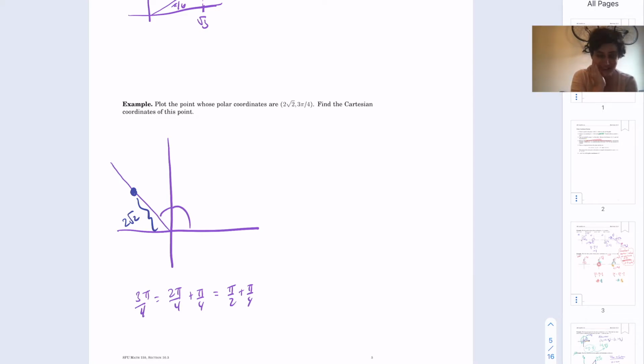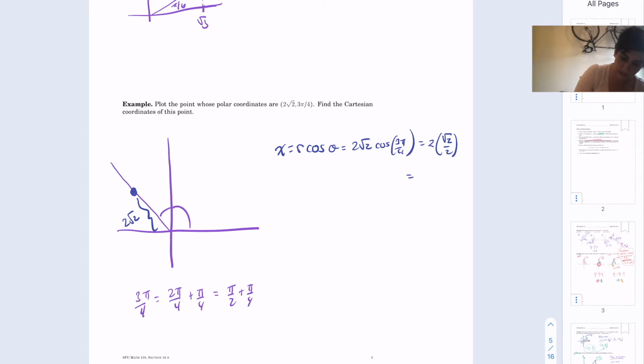Okay, so we have to find the Cartesian coordinates again. So x is equal to r cos theta, which is 2 root 2 cos 3 pi over 4. This turns into 2 times root 2 over 2, and I get, oh no, I lost the root 2. 2 root 2 times negative root 2 over 2. So those two cancel, and negative root 2 times negative root 2 is simply negative 2, simplifies down.